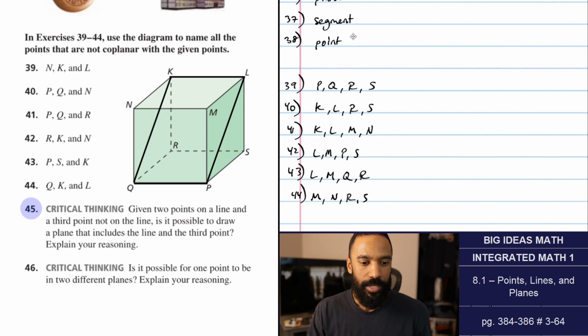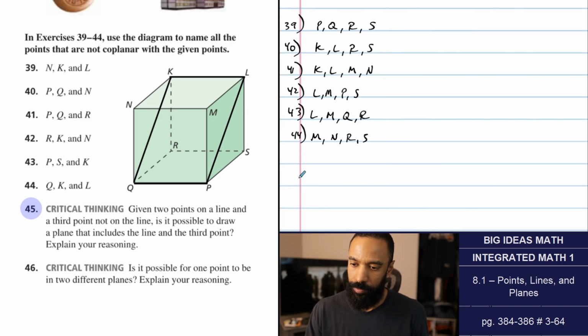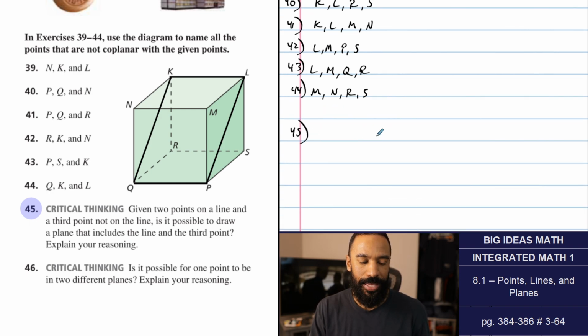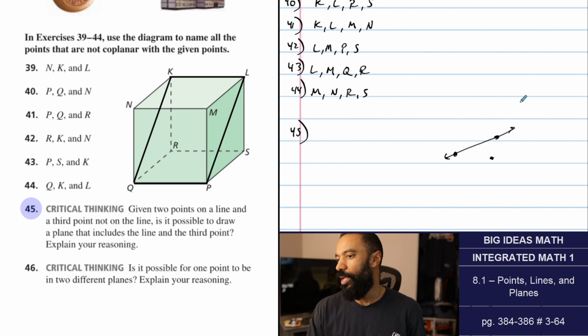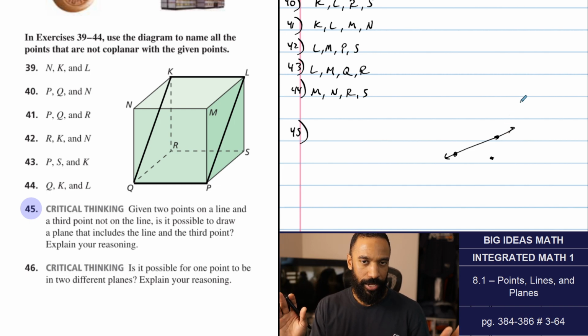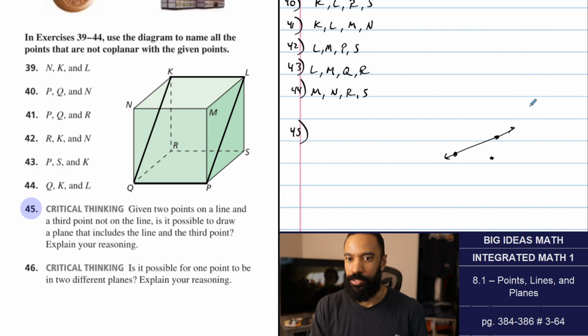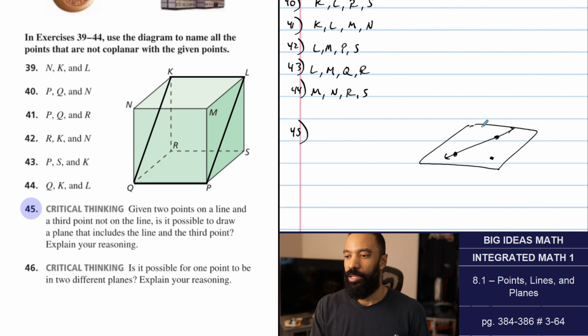45 says, given 2 points on a line and a third point not on the line, is it possible to draw a plane that includes the line and the third point? Explain your reasoning. Yes. So I'm kind of drawing on the side here. Here's a line, 2 points on it, and here's the third point not on it. Any 3 non-collinear points make a plane. So it's always the case. Oh, and then I should just draw the plane. Here's a plane. So, yes, that's always going to be the case.